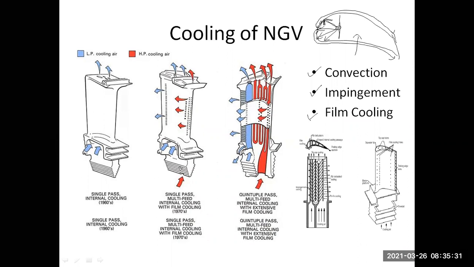Very important. DGCA has asked questions on all three of them. What are the three types of cooling in the nozzle guide vane, or you can say turbine also? I've written here nozzle, but it is also related to the turbine. For both of them, this same logic is applicable. There are three ways in which we can cool the blade. First one is convection, then impingement, and then film cooling.